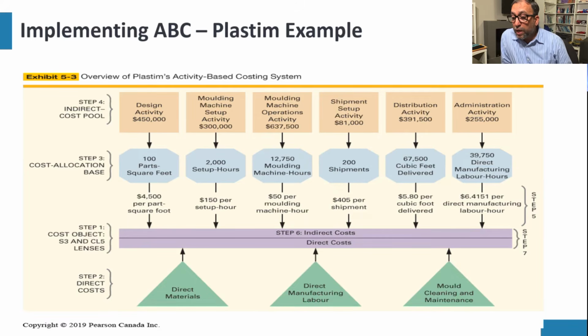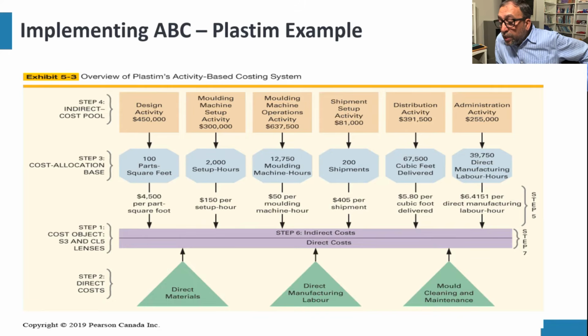Shipment setup activity. The cost is 81,000, and during this whole time, 200 shipments were made, and each shipment cost around 405 per shipment. Distribution activity 391,500. The cubic feet delivered is 67,800. So the cost per delivery distribution activity is 5.8 per cubic foot delivered.